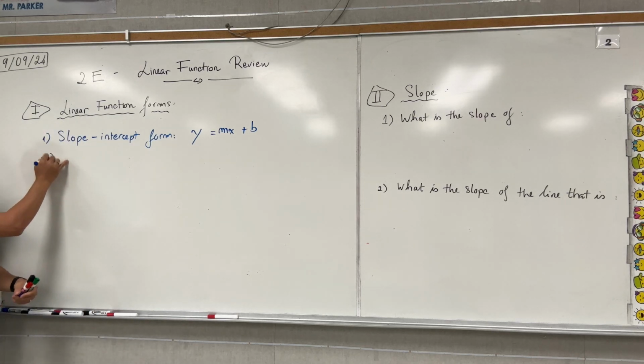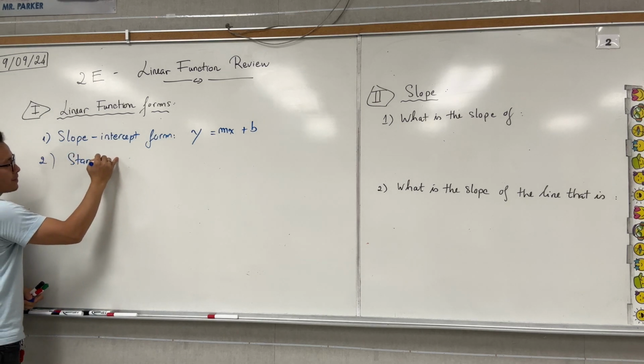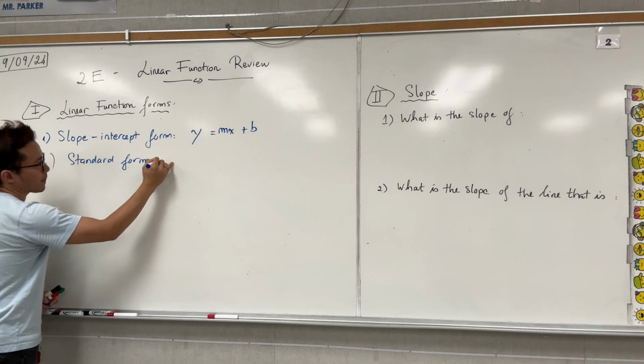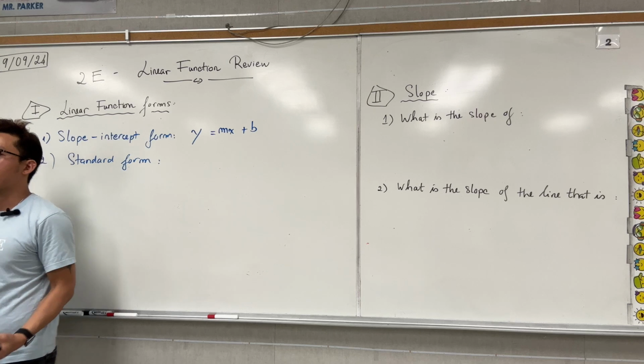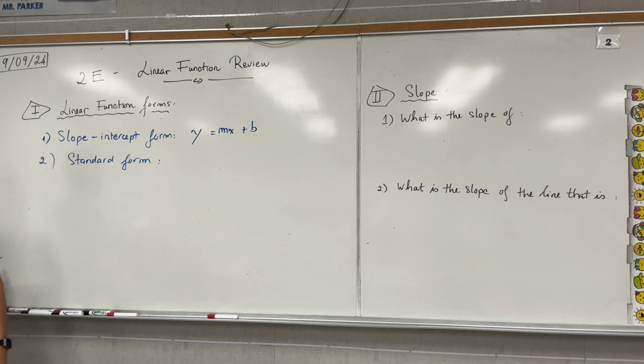Okay, now give me the second form. Standard form. Now standard form, what does it look like? When you hear the word standard, you think about A, B, C, D, E, F. When you go to calculus, same thing. You learn about sphere function, parabola function, ellipse function. That all talks about A, B, C, D when we're talking about standard. So, what is standard form?